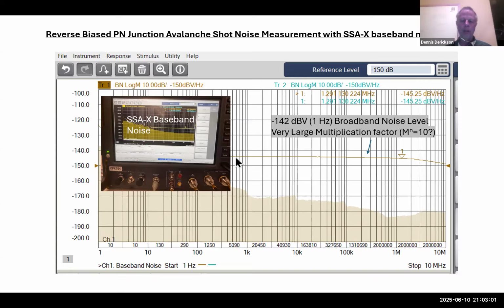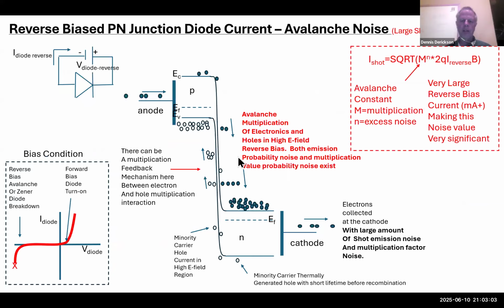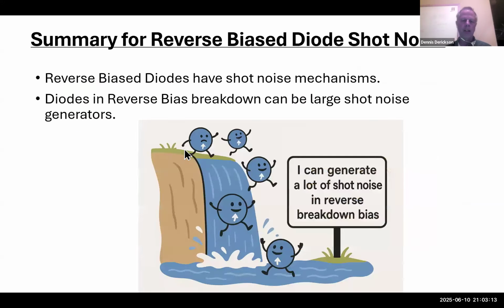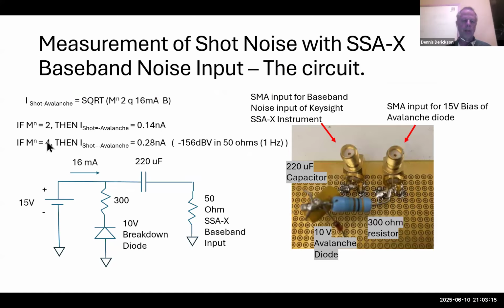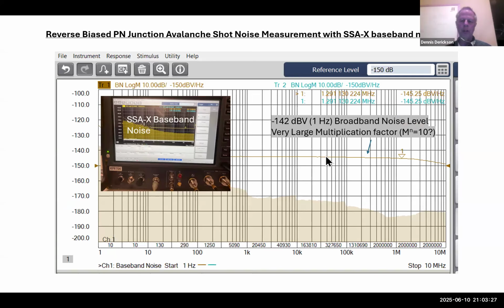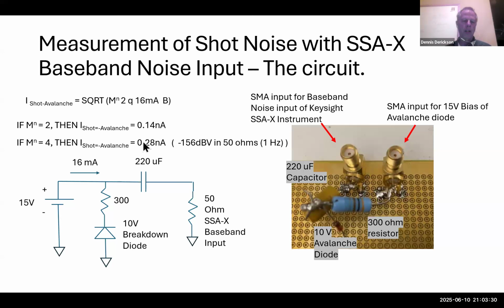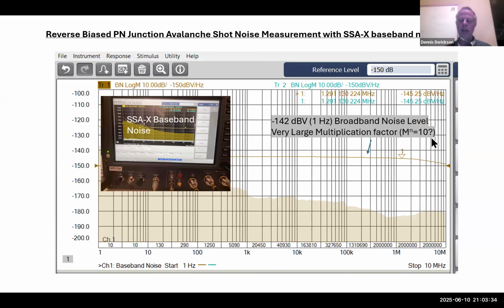So if we went back to these theories right here, this is an avalanche diode. What value of m to the n do you think we might have in this case? I looked at that and found that if m to the n was 4, then we'd have minus 156 dB volts. And if I try to experimentally match my measurement right here to an experimental value for m to the n, I think a 10 fit that well.